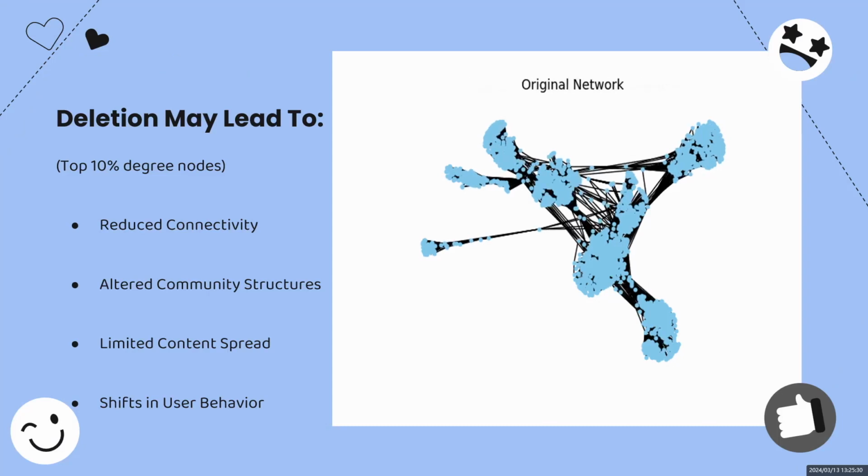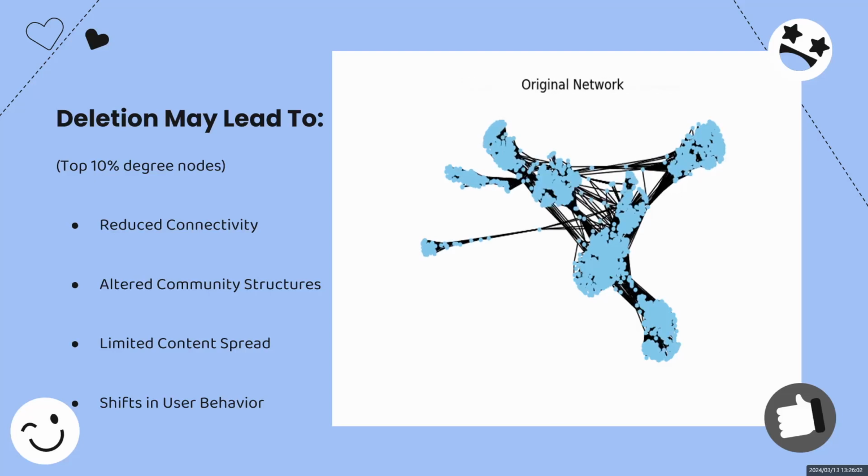Removing those pivotal users may lead to, firstly, reduced connectivity. Visualizing the removal implies a substantial reduction in friendship links, potentially leading to a sparser network, increased average path lengths, and slower information spread. The second outcome is altered community structures. Their hypothetical removal suggests that some communities might lose cohesion, leading to restructured social groups or isolated clusters.